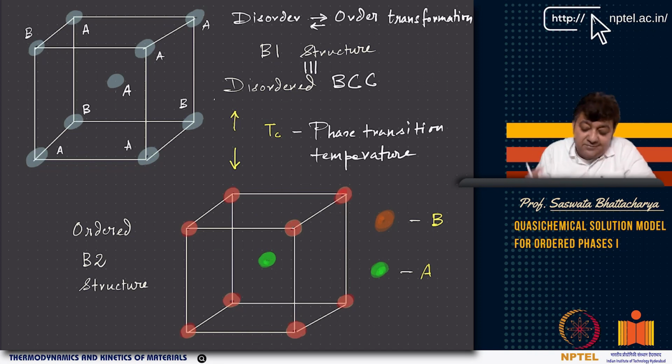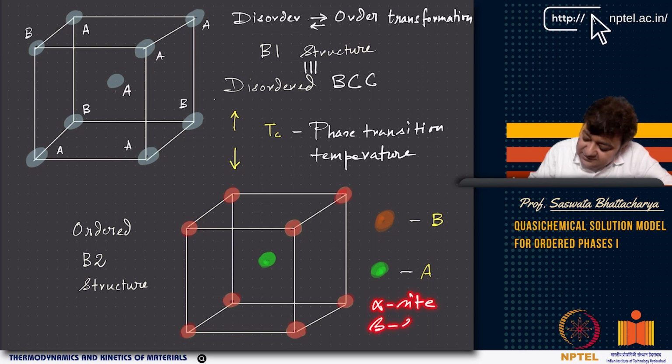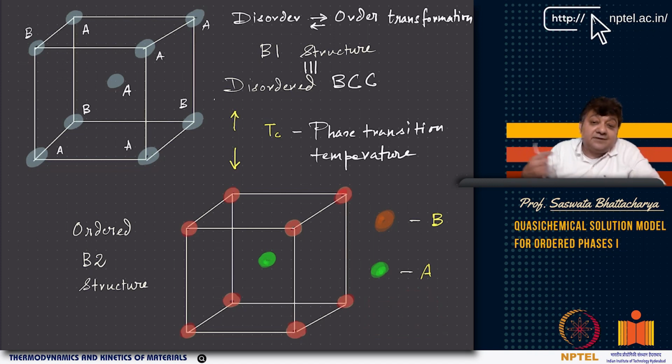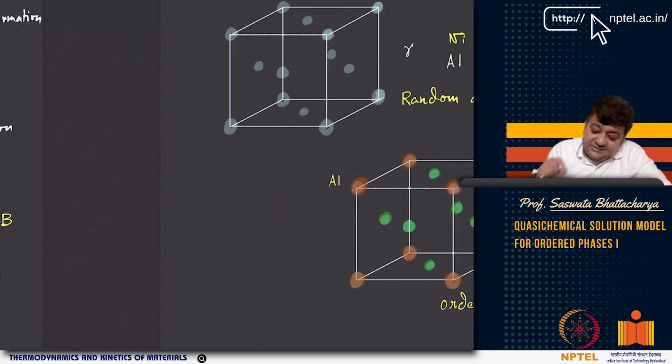A new term that will be introduced in ordered structures is basically site preference, or site occupation, or site fraction. We call it site fraction. Here we had only mole fraction. In a disordered lattice, we only considered the mole fraction of A and the mole fraction of B. We did not talk about site fraction. But here we will look at the alpha site fraction and beta site fraction. Basically, we will tell how many A atoms are in the alpha site and how many B atoms are in the beta site, and we will look at these sites as special positions in the lattice.